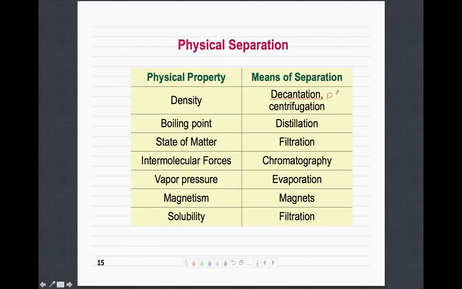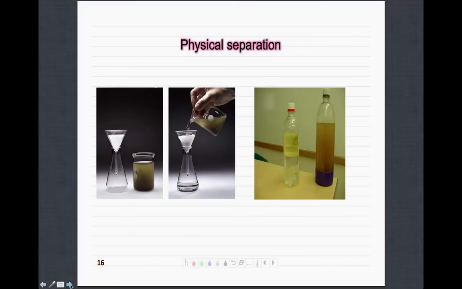Now, boiling point. Let's say I have two liquids together, water and ethanol. I know, for example, that water boils at 100 and ethanol boils at 78, so I do distillation. If the boiling points of the two liquids are far apart, I can separate them by distillation. State of matter: if one of them is solid and the other is liquid, an example is having sand and water. It's a heterogeneous mixture. If I want to separate them, I simply do filtration.